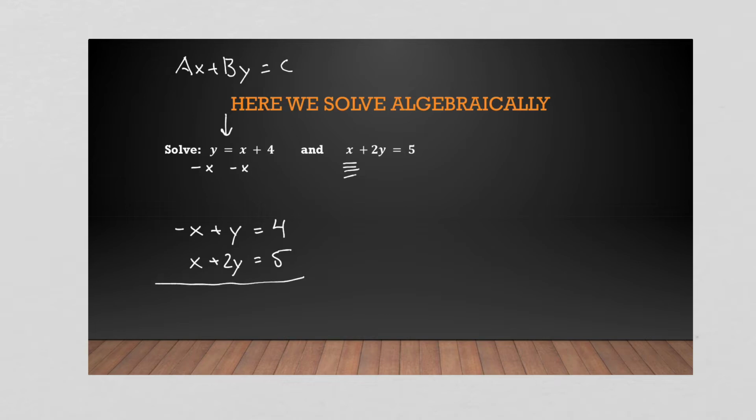Because now when I add those together, my x's cancel out, and I'm left with 3y equals 9. So y equals 3. Plug that into either of your equations. I'm going to plug it into this one. So 3 equals x plus 4. Subtract 4 from both sides, and negative 1 equals x. So that gives us the point (-1, 3).